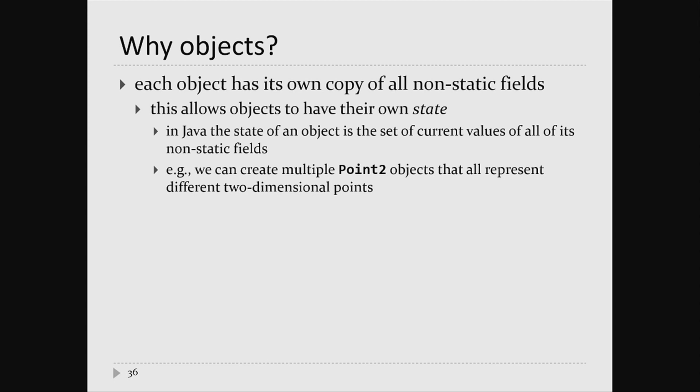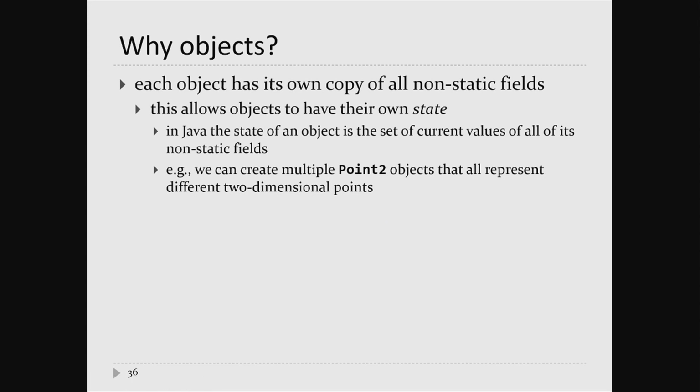And why do you want objects? Because every object has its own copy of all of the non-static fields inside the class. What does that mean? It means every object has its own set of variables, where those variables can store information. So that means every object gets its own state, where the state is just the set of the current values of all of its non-static fields. In other words, every object's got some variables, and the state of the object is just the value of those variables. That's the easiest way to think about it.